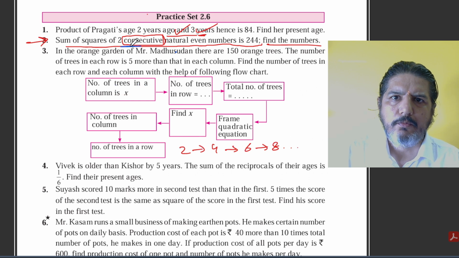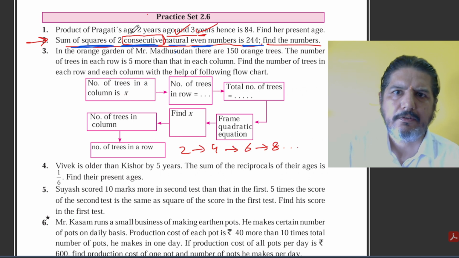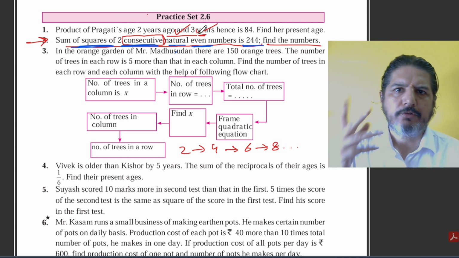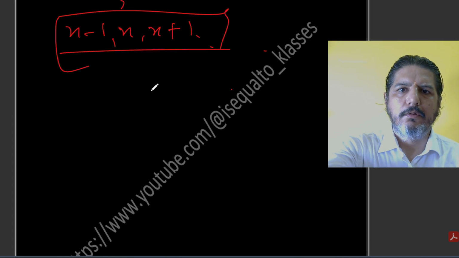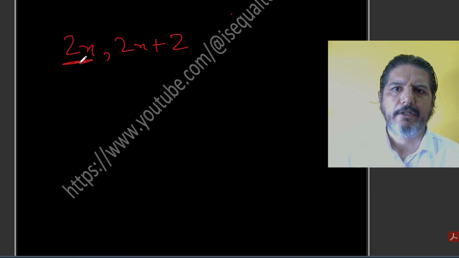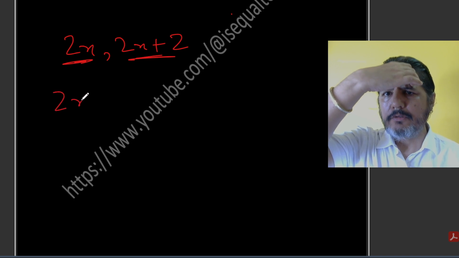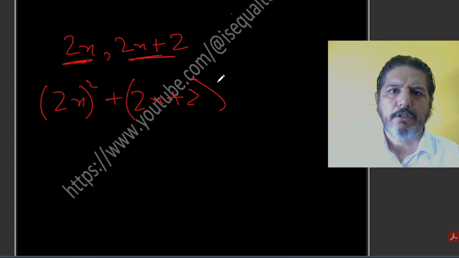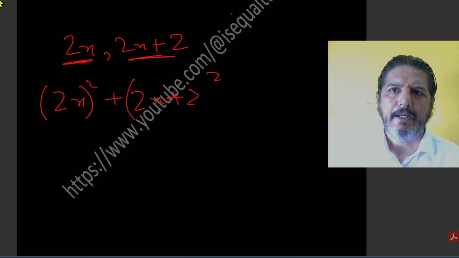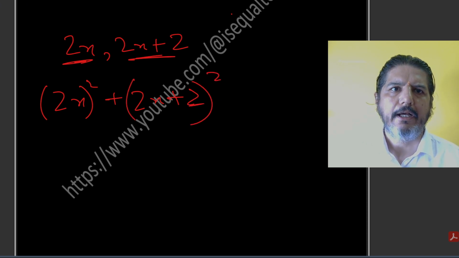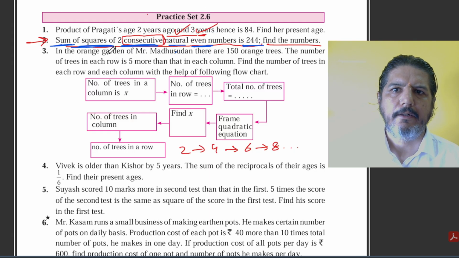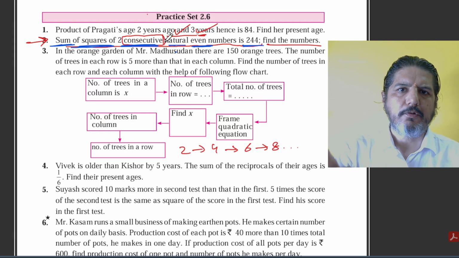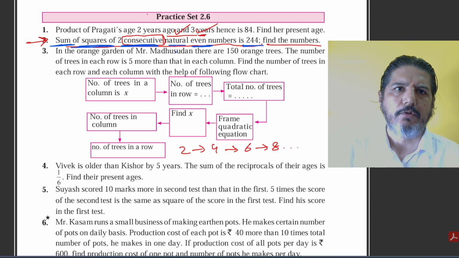So the sum of squares of two consecutive natural even numbers is 244. So they are asking us the sum of squares. If I assume my numbers to be 2x and 2x plus 2, these are my two consecutive even numbers. Then what the question will become is (2x) square plus (2x plus 2) square, because I have to take the square of the numbers, and I have to sum it. Sum of squares of two consecutive natural even numbers is 244.